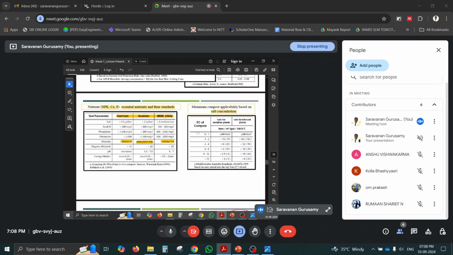Electrical conductivity is directly proportional to the salt concentration. So if the salt concentration is lower, electrical conductivity will be lower. Okay. Different standards are also there.